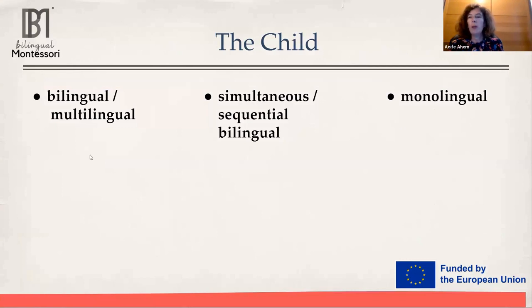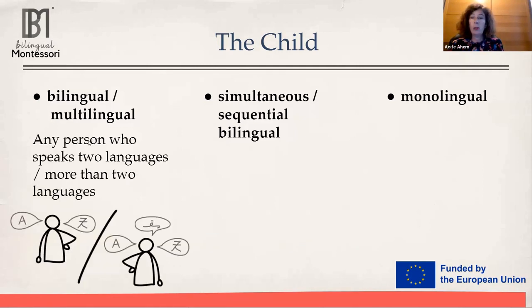So in terms of the child, well, we can describe a child as a bilingual or multilingual child. We can also consider how the child has come to have or to be able to communicate with these languages. So children may be what we would label simultaneous or sequential bilinguals if they have more than one language, or children may be monolingual at certain points. So a bilingual or multilingual person is any person who speaks two languages. Obviously with the prefix bi, we mean two languages, or multiple languages, more than two.